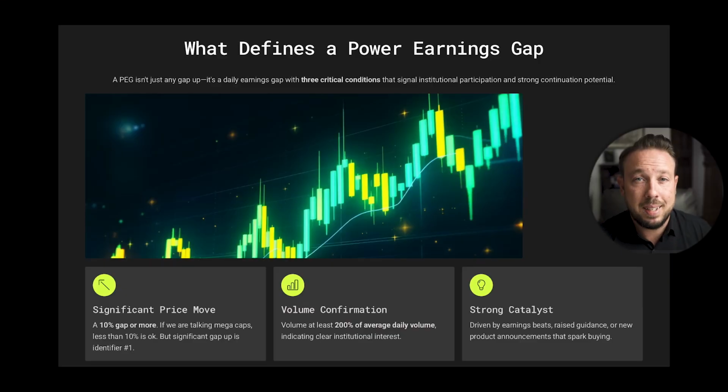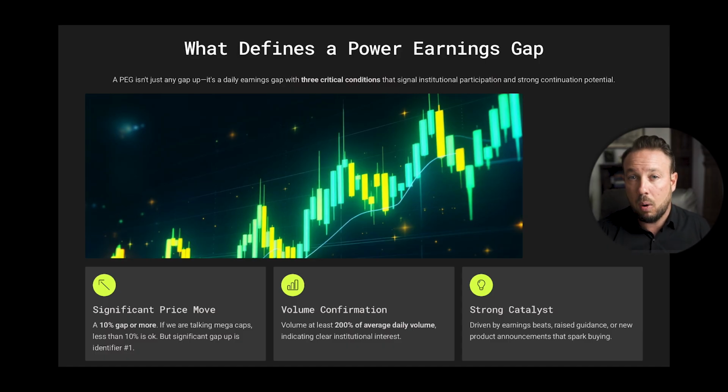So we're looking for a significant gap up, and I typically like to look for around, or sometimes at least, a 10% gap up off of an earnings report. And this can vary. If it's a mega cap, a 10% gap up is not always realistic, but that's a general number that I like to look for, a significant gap up on the chart. And we also need volume confirmation, okay? I like to see at least 200% of the average volume on the gap candle. All right, so a big volume spike on a gap candle, and we need the catalyst, right?